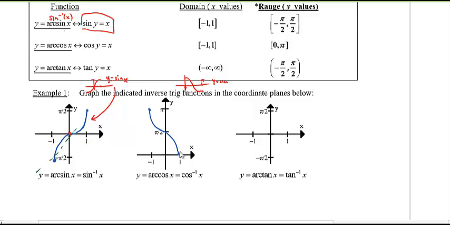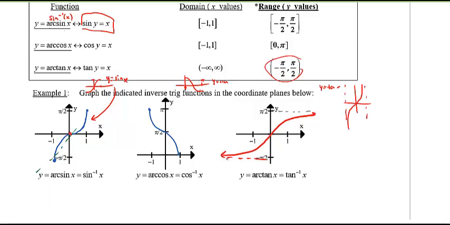And then finally tangent. Remember tangent has those asymptotes at -π/2 and π/2. That's why the range values are like this, and the domain values will be everything. So you're just taking this and reflecting it. Your asymptotes are now horizontal. And hopefully you can see something that looks like this. Okay. These are the 3 graphs of the inverse trig functions.